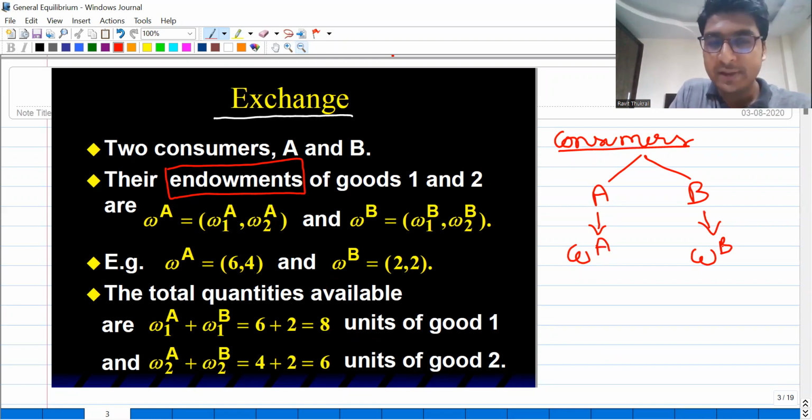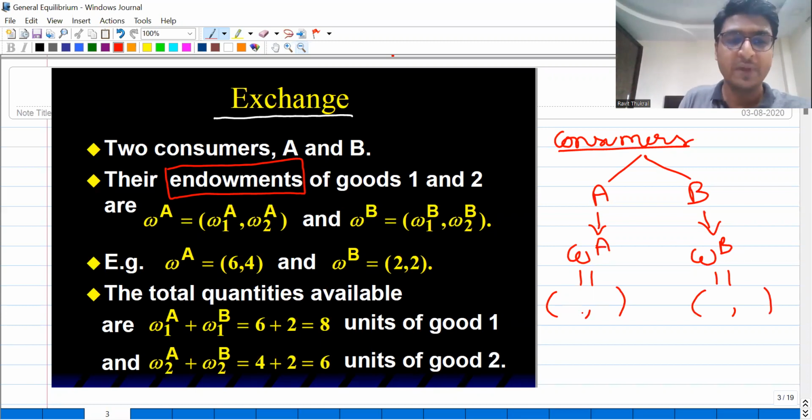Okay. So that means individual A has some units of good X and some units of good Y, and similarly individual B has some units of good X and some units of good Y. So let's say, for example, consumer A has 6 units of good X or good 1 and 4 units of good 2. Similarly, individual B के पास है 2 units of good 1 and 2 units of good 2. So 2 comma 2.